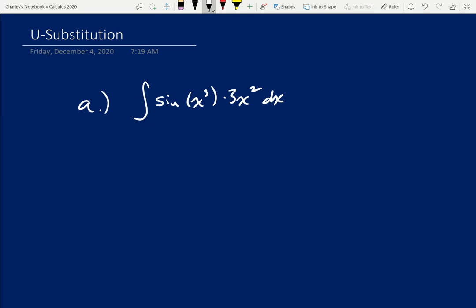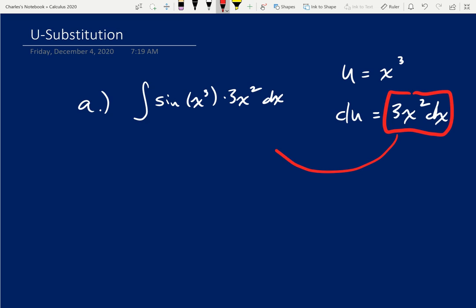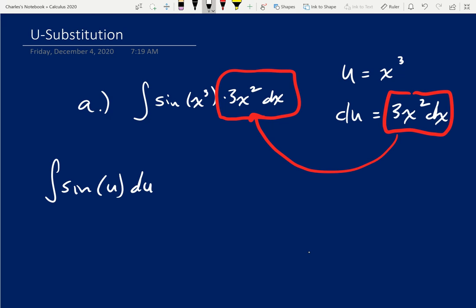And so what we want to do is make a substitution in here, and I want to make the substitution strategically. I'm going to make u equal to x cubed. And then I'm going to make du equal to 3x squared dx. What makes this a perfect u substitution is that du substitutes in for a part of the thing that's in this function. So now in the next step, I can write this as the integral of the sine of u du, or like some say, do.